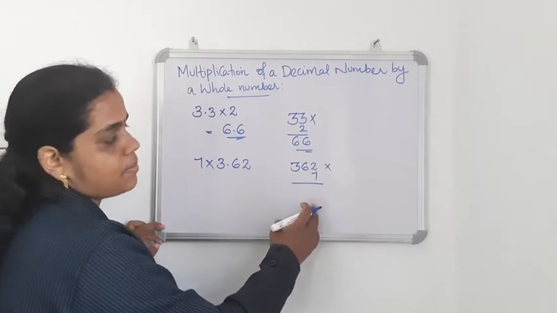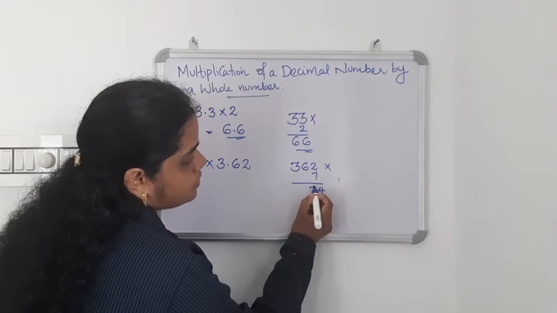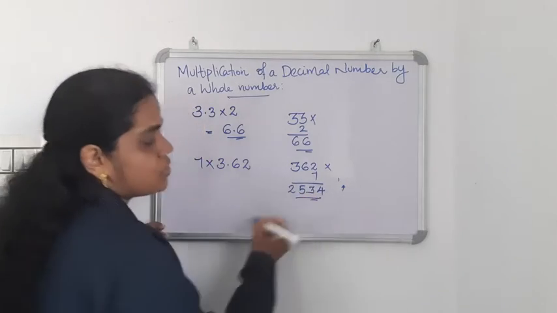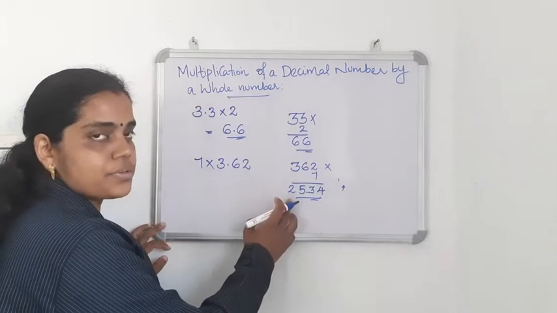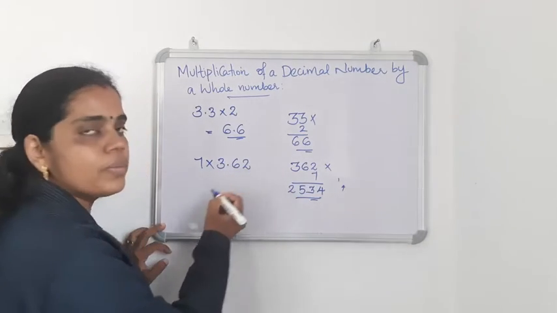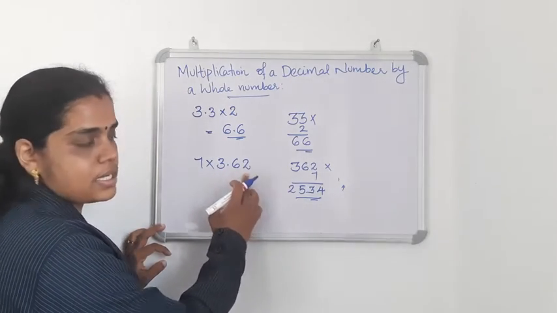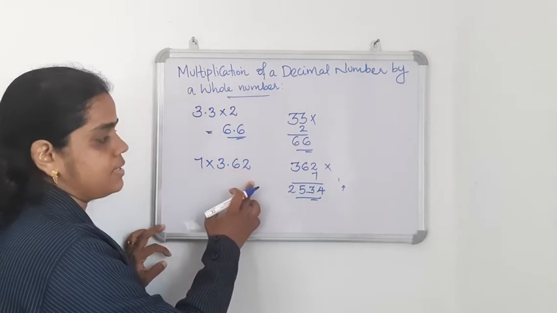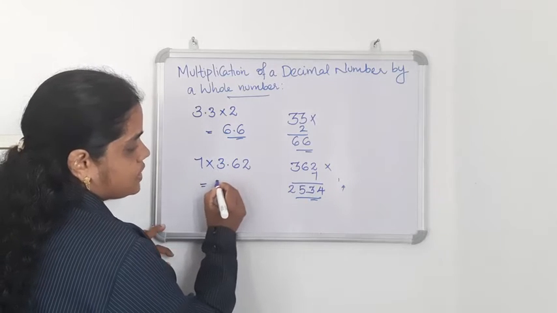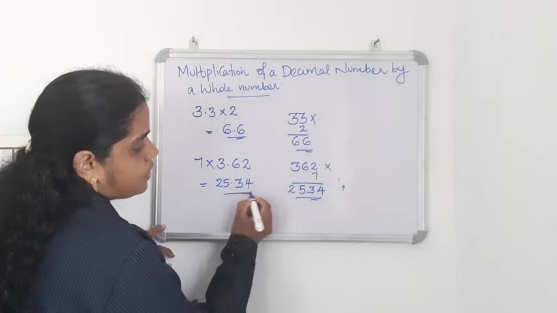Now multiply these numbers. 2 7s are 14. So what is the answer? It is 2534. So after the point here, how many digits are there? After the point, one digit, two digits. Two digits are there after the decimal. So from the right, two digits after the point means we need to place the point here: 25.34. This is the answer.